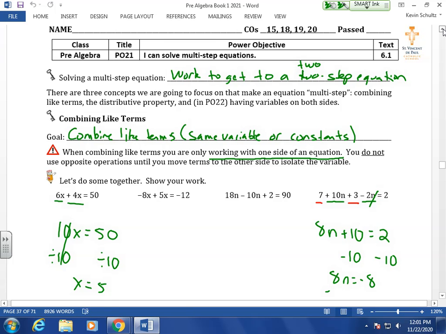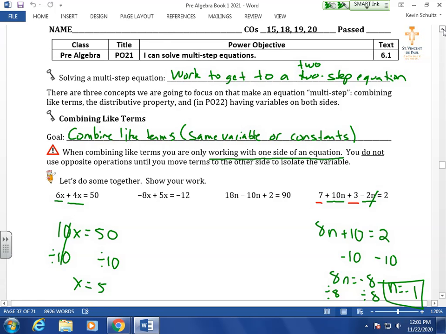Second step, multiply or divide, negative 8 divided by 8, n equals negative 1. Oh boy, let me try that again. n equals negative 1.